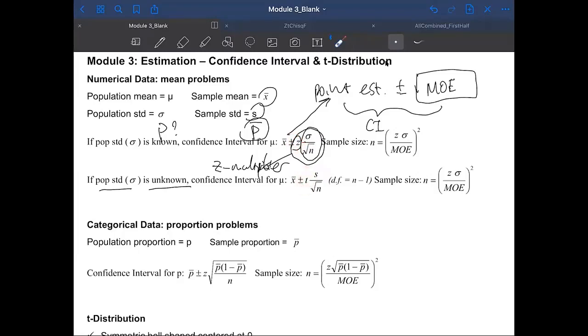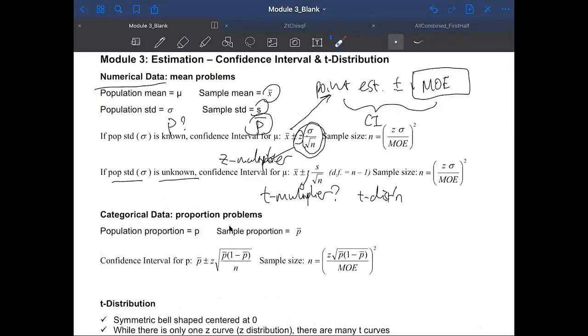Where does the T multiplier come from? Where does this part come from? Does it come from the normal distribution? It comes from the t-distribution, which I'm going to talk more about later on. So this comes from the t-distribution. And if you watched the video, you know the degrees of freedom is the sample size n-1. Good. So what I'm going to do is work on one. This is the first part, for numerical data and the mean problems.